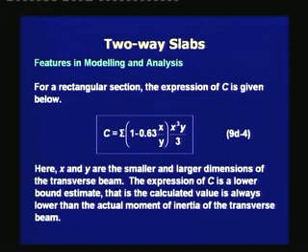The expression of C is a lower bound estimate, that is, the calculated value is always lower than the actual moment of inertia of the transverse beam. Again, as I have said, this is an approximate expression of a quantity which is equivalent to the polar moment of inertia for a circular section.